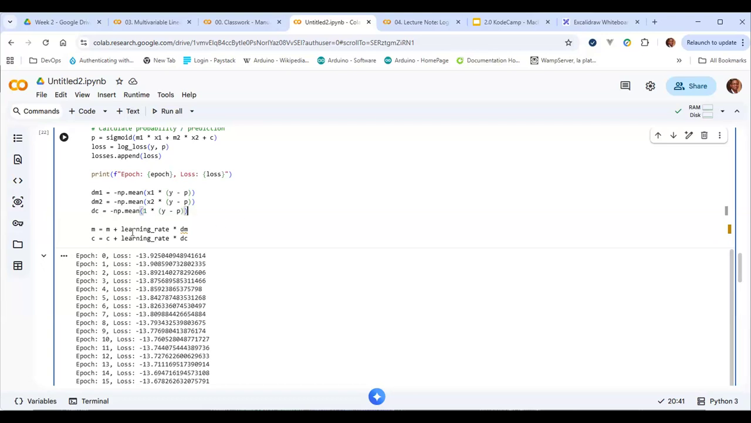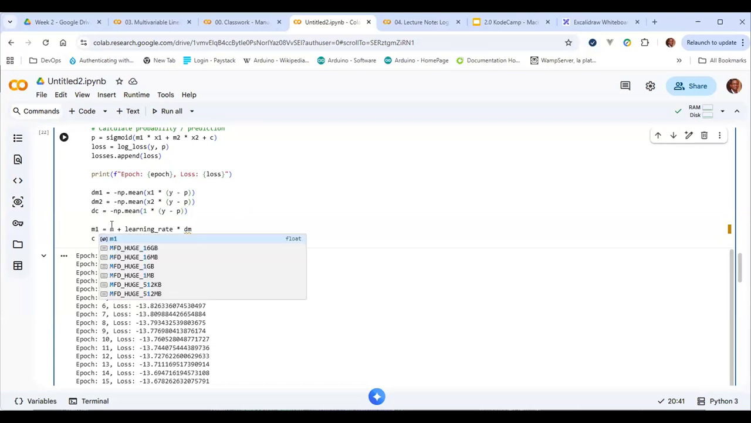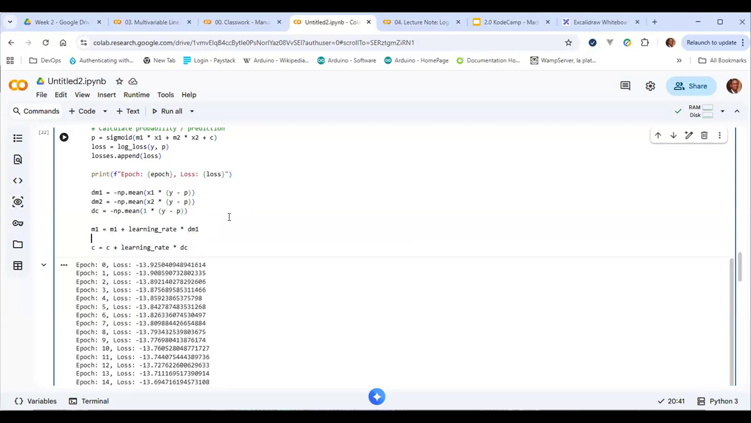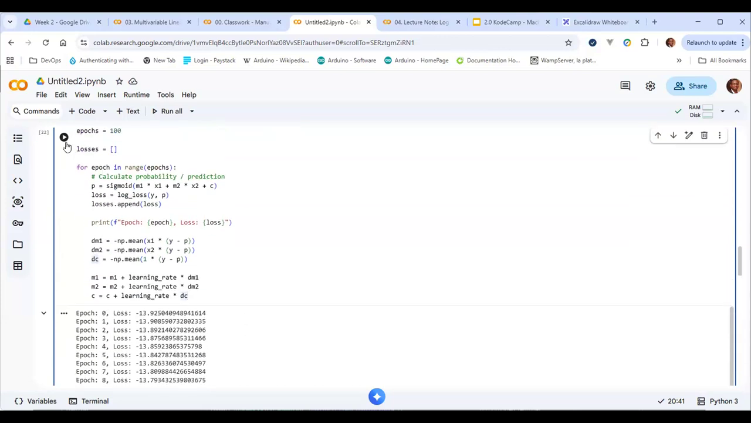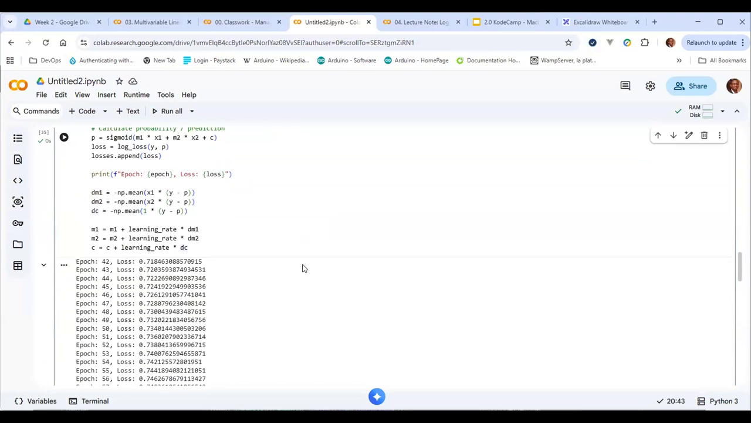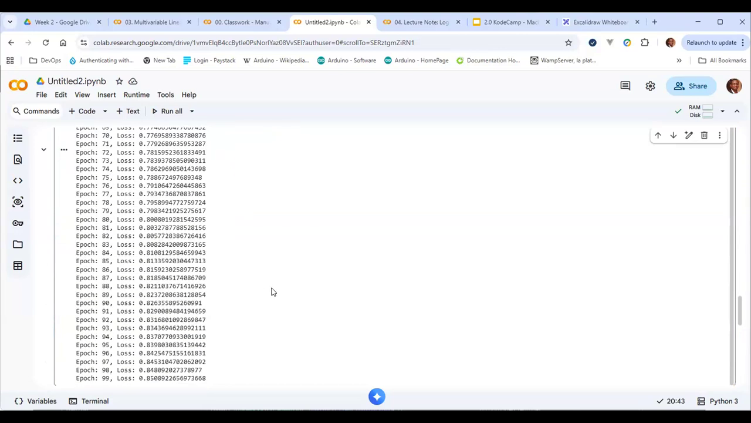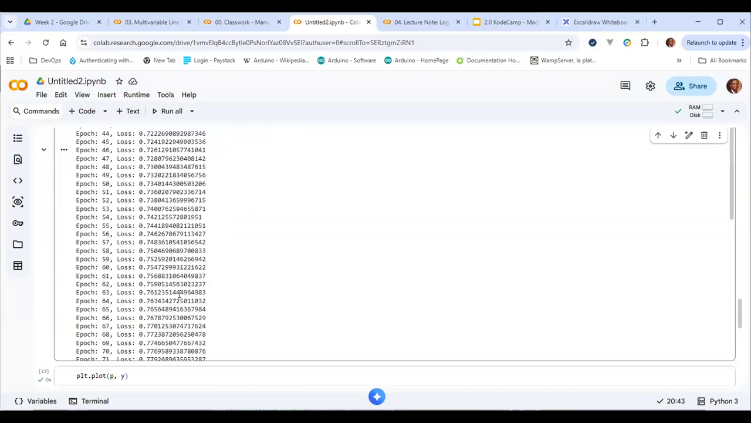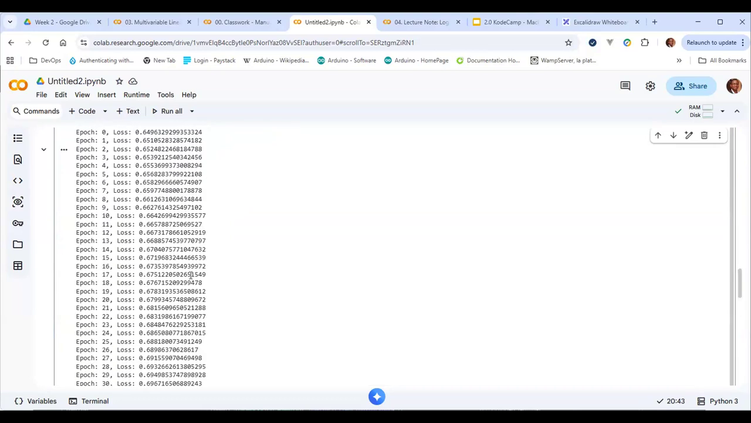So we have those. So for you to now adjust the parameters, you can now adjust the parameters with the gradient. So same thing for M2 and for C. And that is your training. So let's see how this goes now. So you can see here the loss is even increasing.